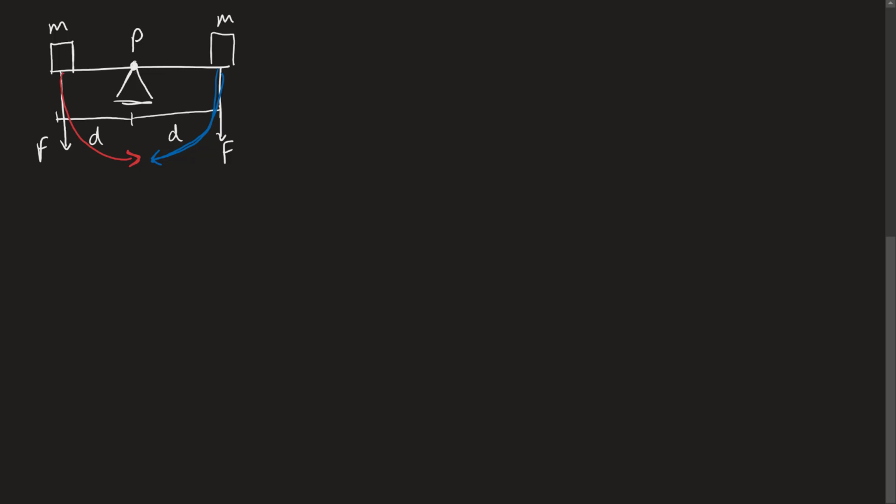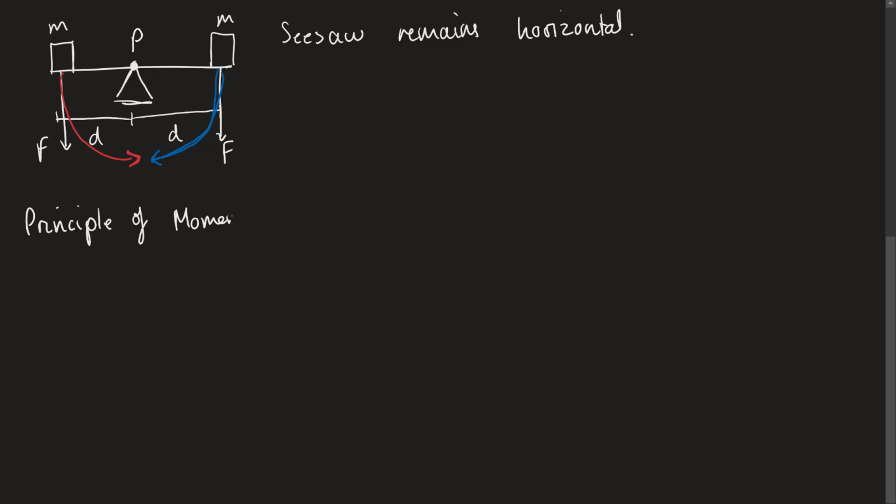So what's going to happen to the seesaw? Well, if we were to apply some logic, if we have the same mass on both ends of the seesaw, it will just remain horizontal. Okay, so the seesaw remains horizontal. And this is because of something called the principle of moments. Okay, so this is another thing we can look at in order to work out moments.